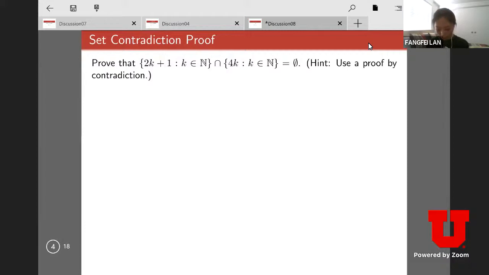Okay, the second one: prove that these two sets have empty intersections. So, any ideas? What do you think?